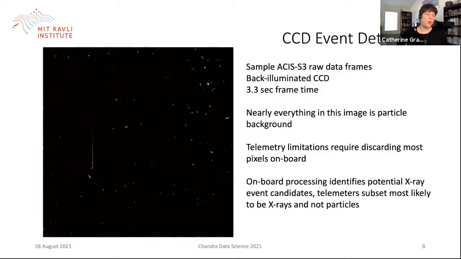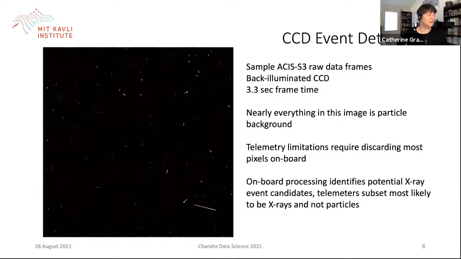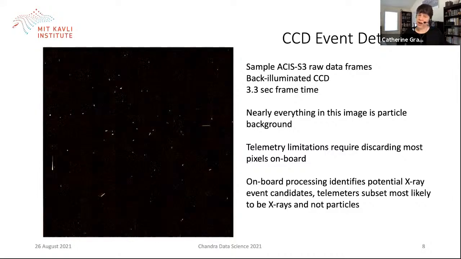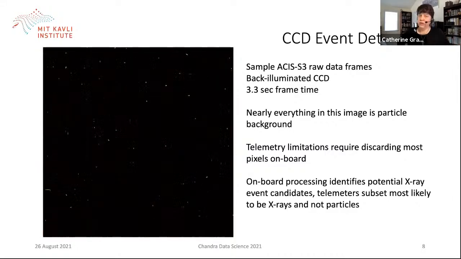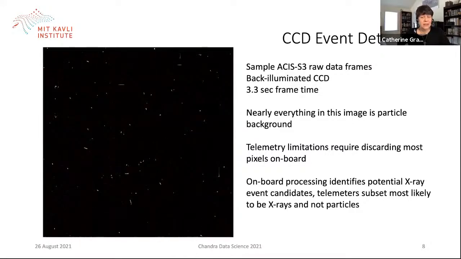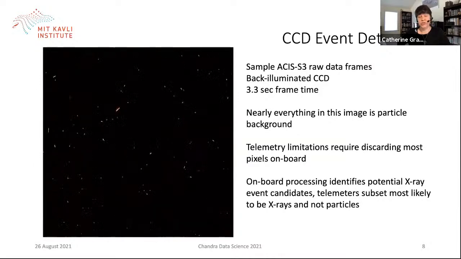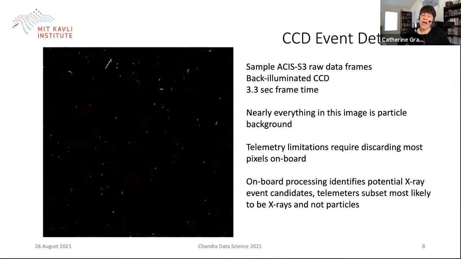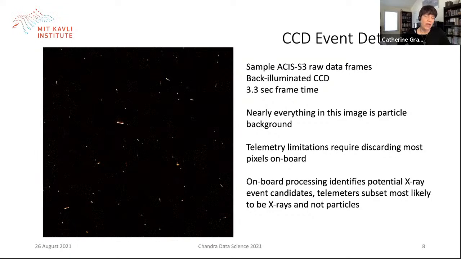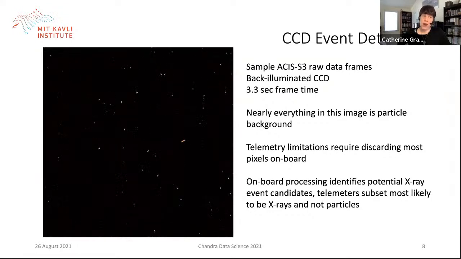Telemetry limitations require that we can't take each of these frames and send them to the ground, so you have to make choices of what you think is interesting. There's onboard processing, and it identifies what it thinks are potential X-ray event candidates, and it telemeters a subset of those most likely to be X-rays to the ground.